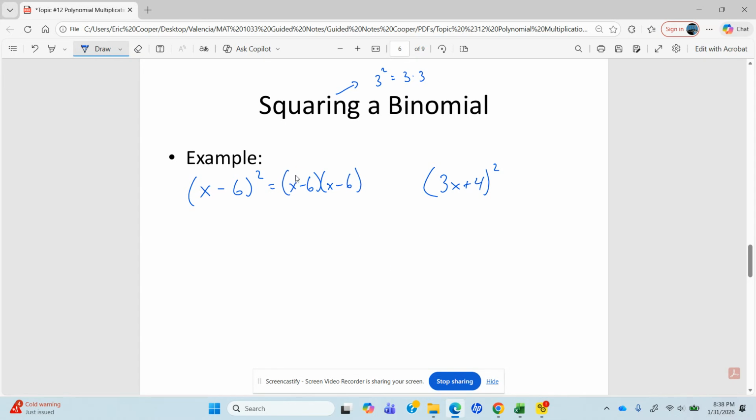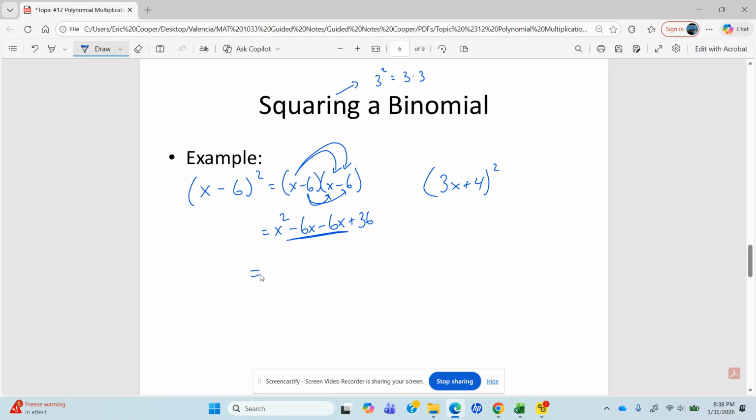We could do that with the FOIL. X times x gives me x squared. X times negative 6 gives me negative 6x. Negative 6 times x gives me negative 6x. And negative 6 times negative 6 gives me a positive 36.